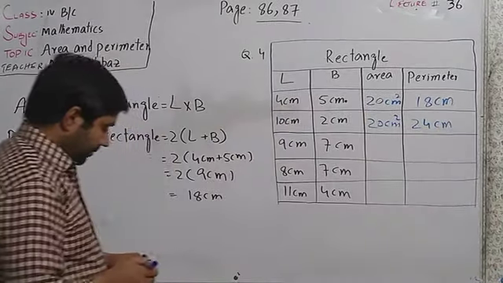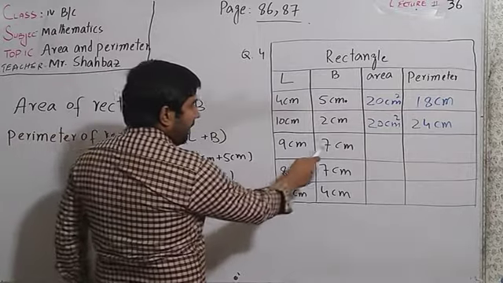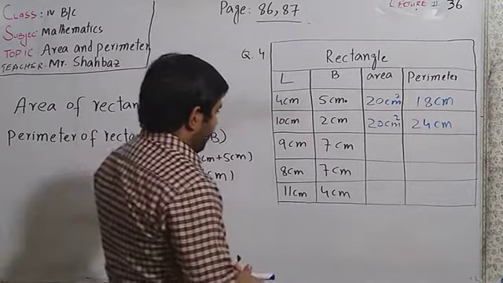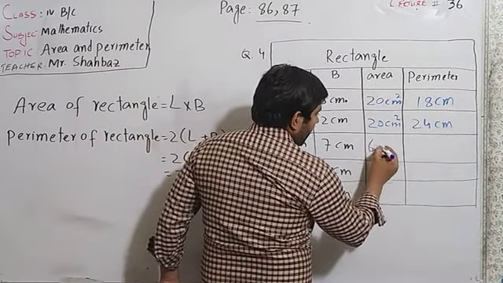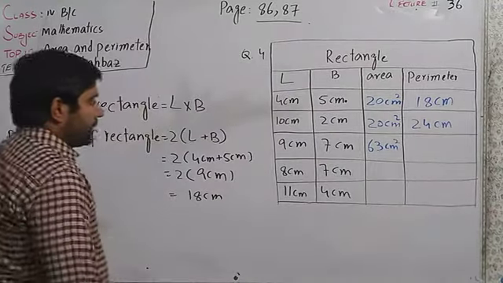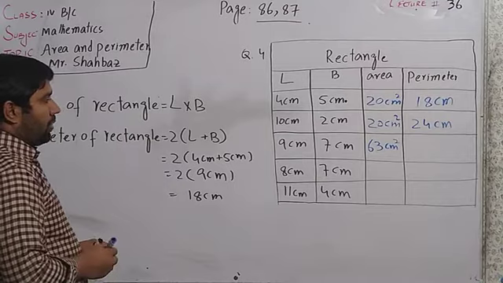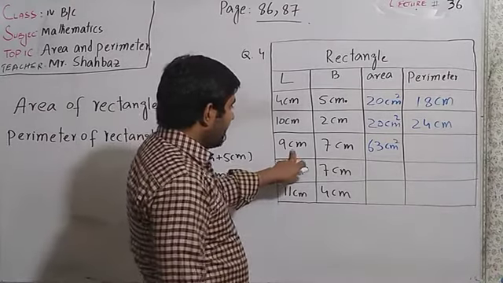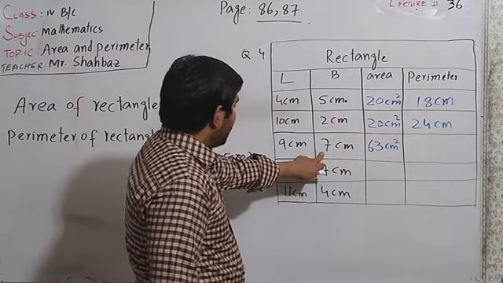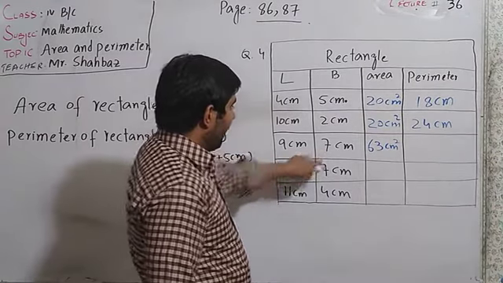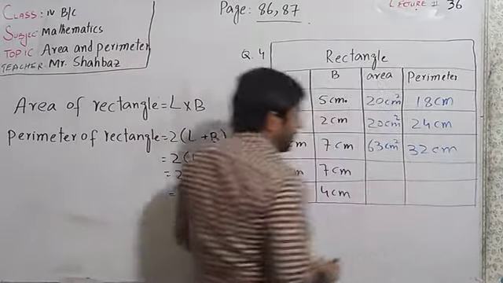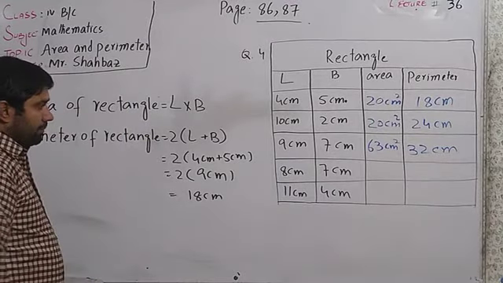This is the answer. Same here, area: 9 multiplied by 7 will be 63 centimeter square. And now we have to find the perimeter. Add this with this. 9 plus 7 will be 16, and multiply by 2 will be 32 centimeter. Okay.